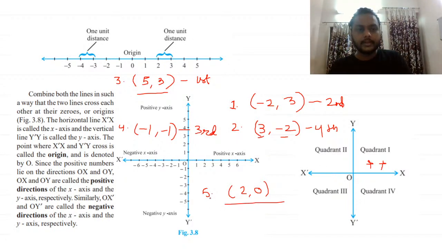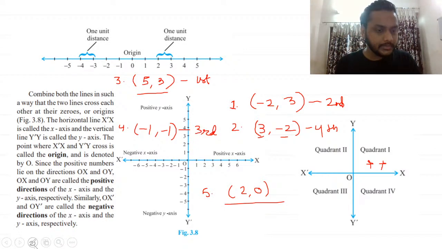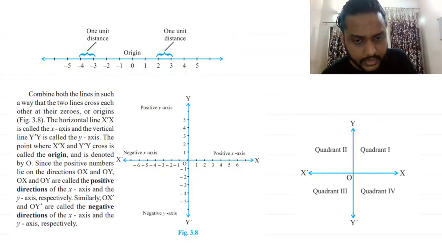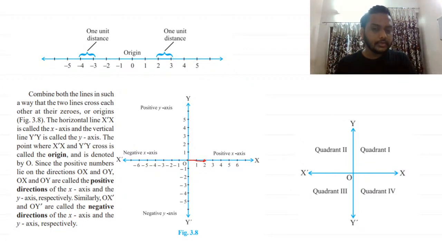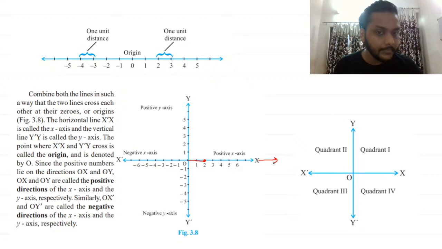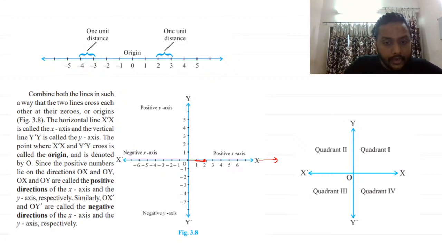Understand now, guys. Let's talk about 2 comma 0. Now when I'm talking about 2 comma 0, you need to understand what this point will be. From the origin you go to 2, this is your 2, and then your y is 0, so you neither go up nor go down. So this point 2 comma 0 will lie on the axis, on the x-axis, not in any quadrant. Am I clear with this or not? So this point will lie on the x-axis.